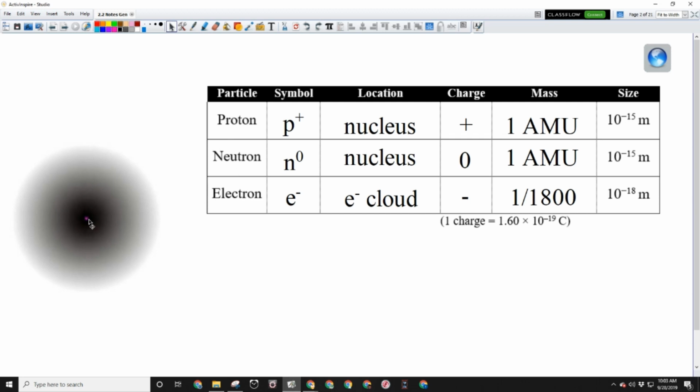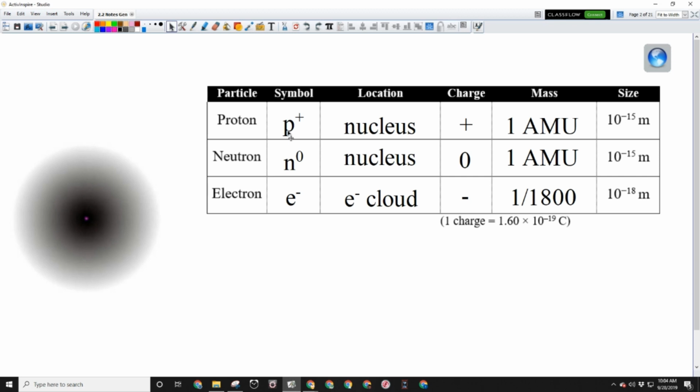In the very, very center, really small, are the protons and the neutrons, and those are in the nucleus. Then around the outside of the nucleus is the electron cloud, where the electrons are found for that atom.